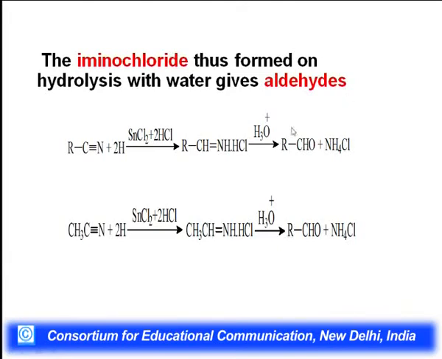So if we take acetonitrile and do the reaction with SnCl2 and HCl, first we will get an aminochloride, acetyl aminochloride, which on hydrolysis will give us an aldehyde and ammonium chloride.